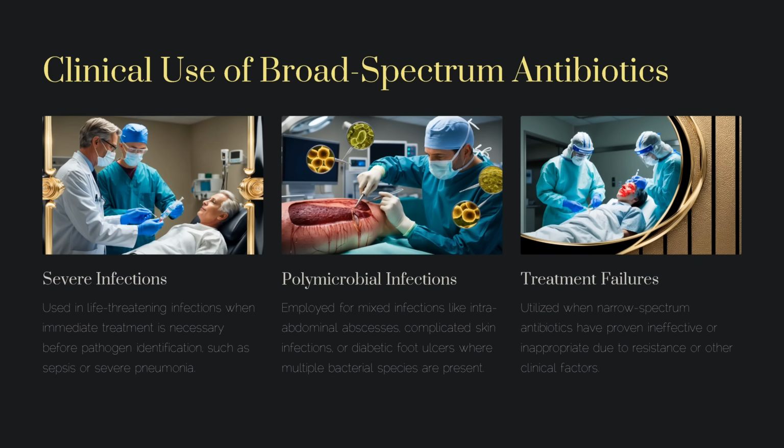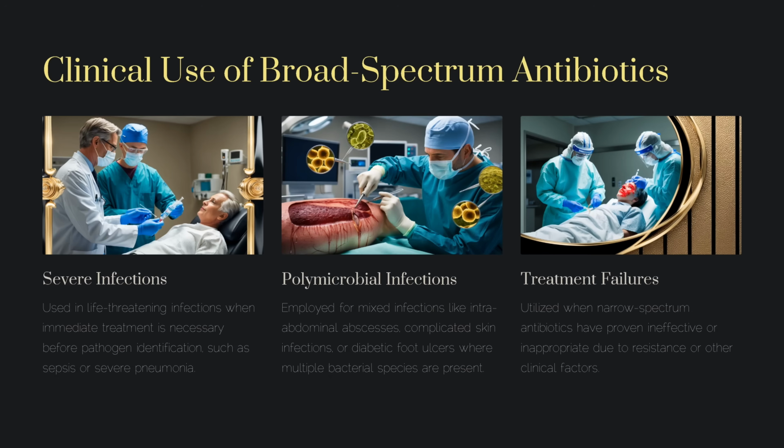Hence, understanding the spectrum of activity of antibiotics involves analyzing the range of bacterial species that a particular antibiotic can target effectively. So, we will discuss the step-by-step approach to grasp this concept. First is learn the classification of antibiotics. Then, as we already discussed, narrow spectrum antibiotics and broad spectrum antibiotics.